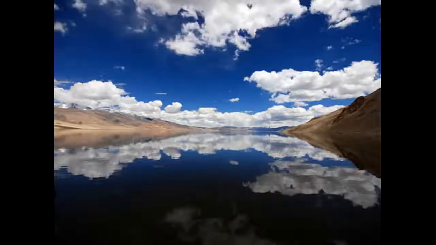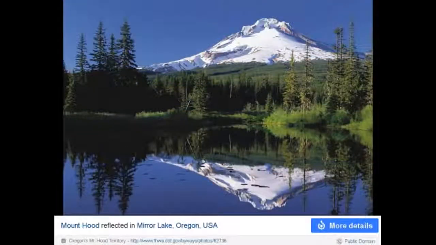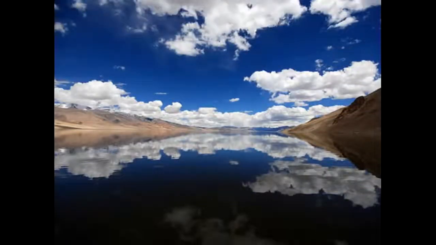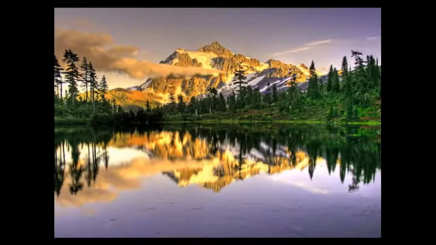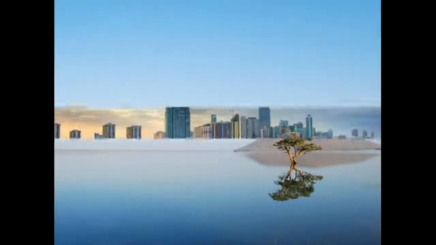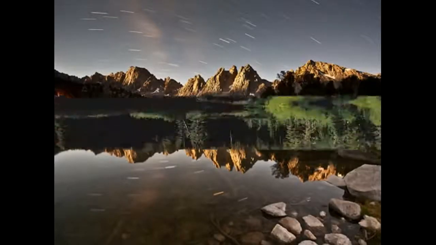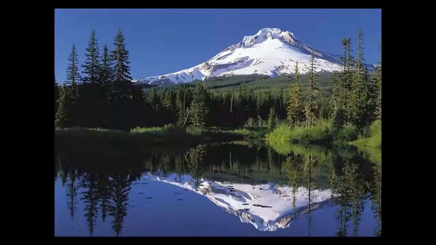So this is going to be about the flat Earth and mirrors, and how we can use the attributes of a mirror to prove beyond a doubt that the Earth is flat, and that the water is level, and that again Earth is most likely a creation.